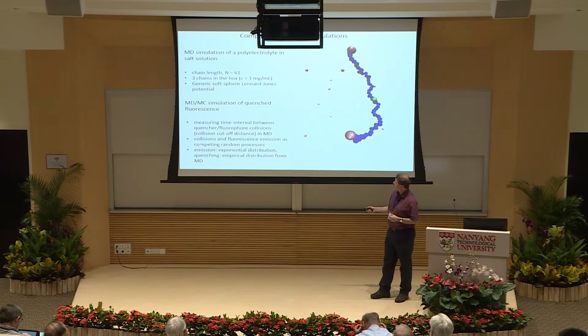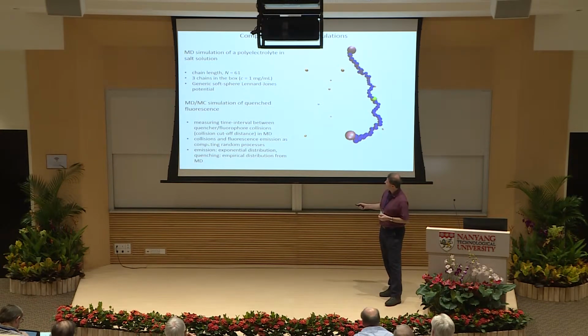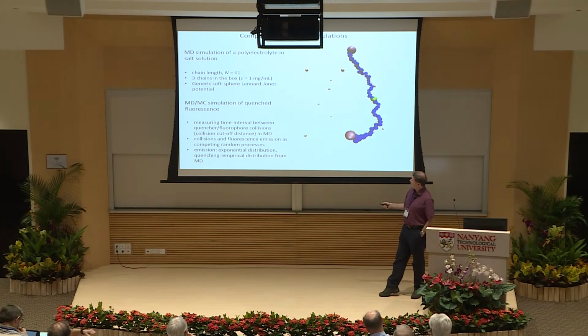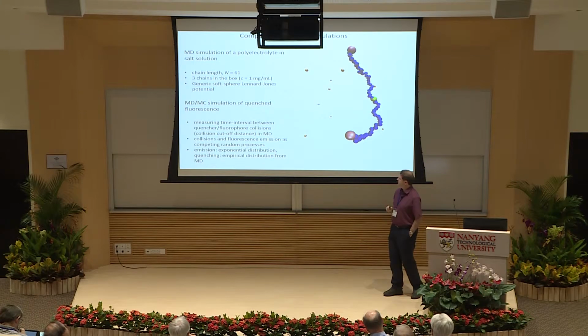In the case of the quenching study, what the simulation does is measure the collision frequency of the ions with the fluorophore. A collision is counted if a certain cutoff distance between the fluorophore and the counterion is reached. And from the collision frequency, we can calculate the shortened emission lifetime and compare it with the experiment.